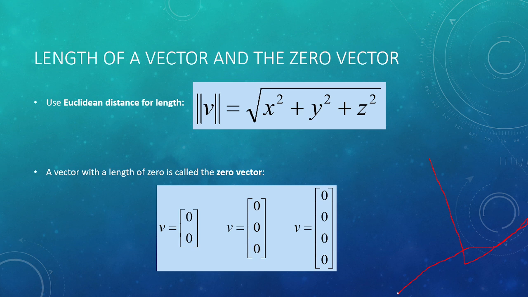See, for the length of the vector and the zero vector, we can use Euclidean distance. Because of all the convex and concave shapes, we can implement this using mathematical applications. One of the mathematical applications is Euclidean. We have already learned the Euclidean formulas. So we use Euclidean distance for the length: the modulus of v equals root of x square plus y square plus z square. A vector with a length of 0 is called the zero vector, that is v equals 0, 0, and v equals 0, 0, 0, and so on.